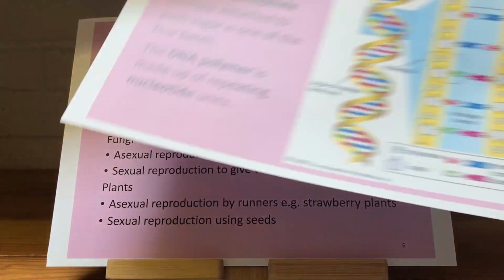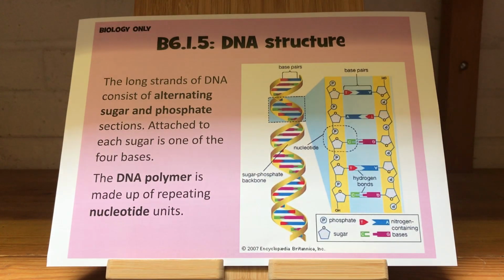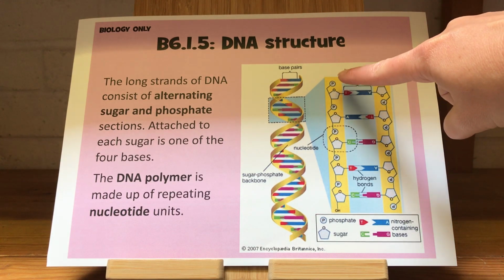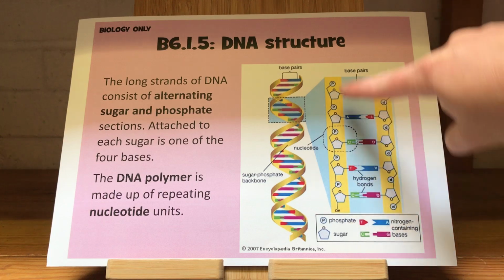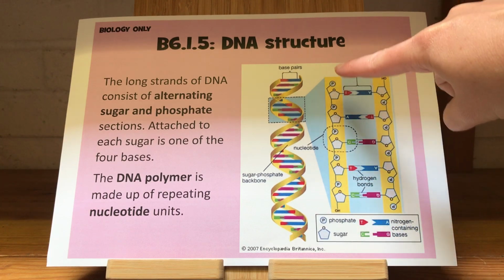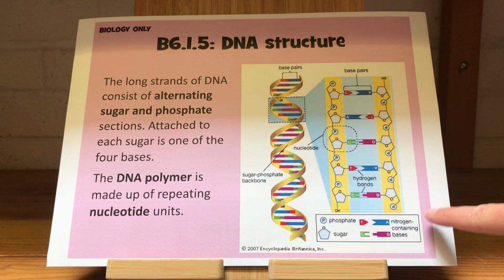Now let's have a look at the structure of DNA in a bit more detail. So we know that it's a polymer. It's got this backbone and it's rungs of a ladder. Okay, so we've got this backbone, which doesn't contain any genetic information, of phosphate and sugar alternating. Okay, and then we've got it going this way.